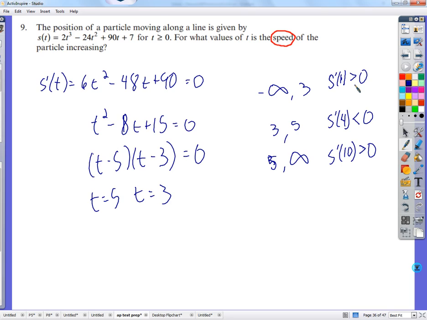Okay. So we need to figure out, basically, where is the speed positive and the acceleration positive? Right? Positive, positive, I'm speeding up. Or the speed is negative, and the acceleration is negative. So when? So how do we find the acceleration?